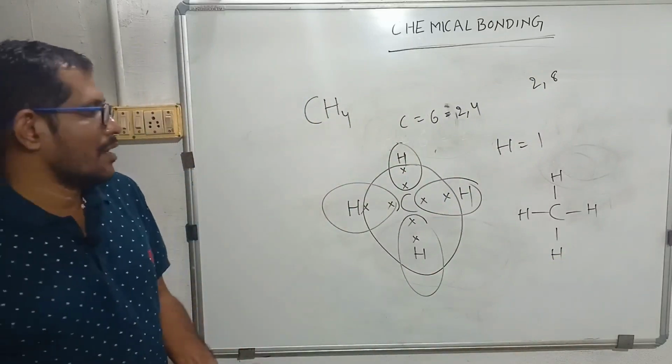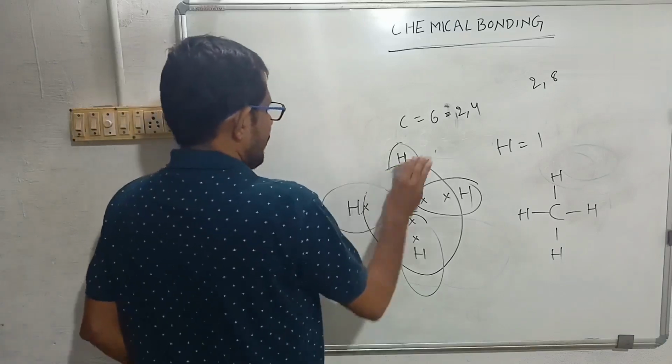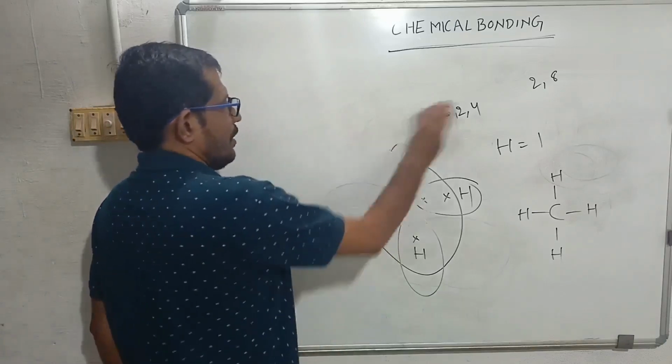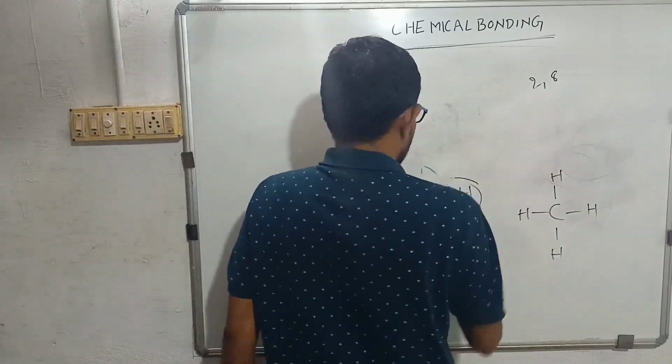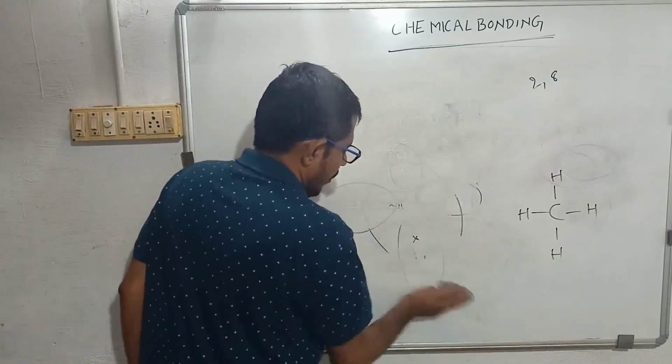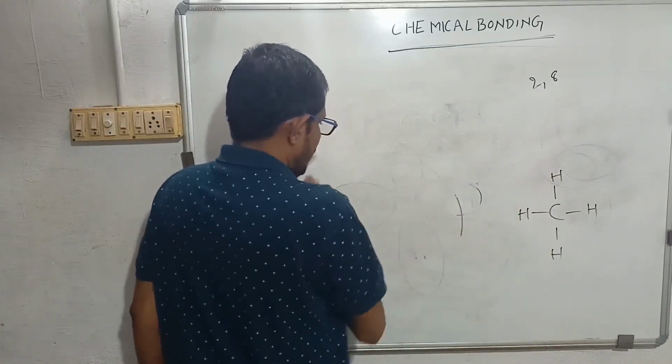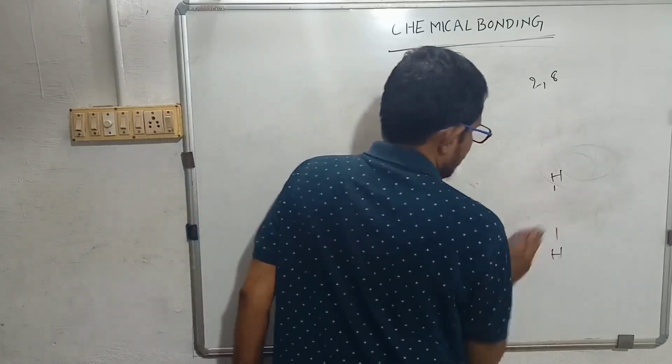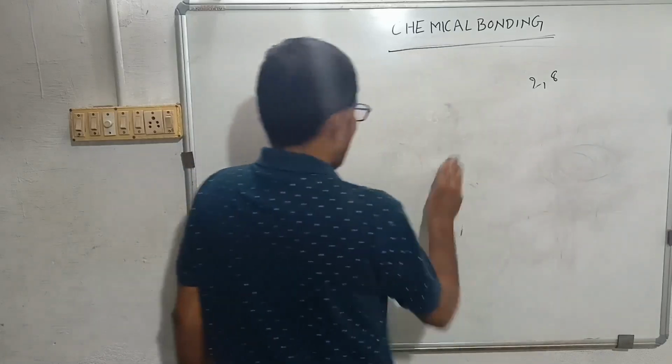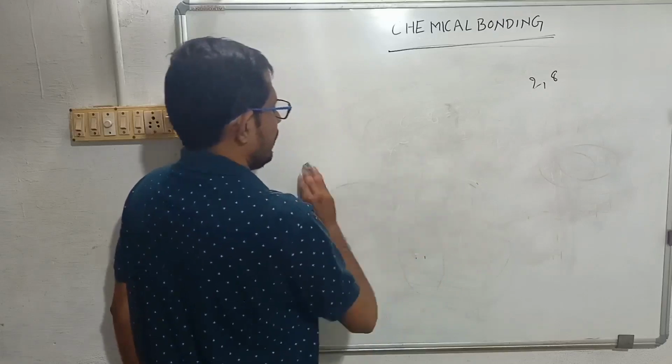Now I will show you for the CO2 molecule, right? The carbon dioxide molecule I will show you, then it will be very clear to you how to write the covalent bonding. Now I will write for the CO2 molecule.